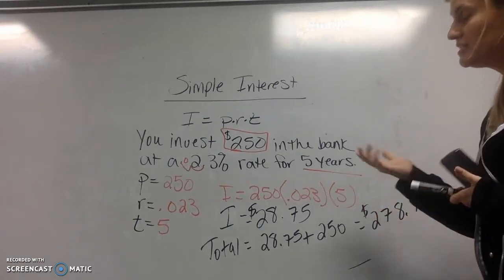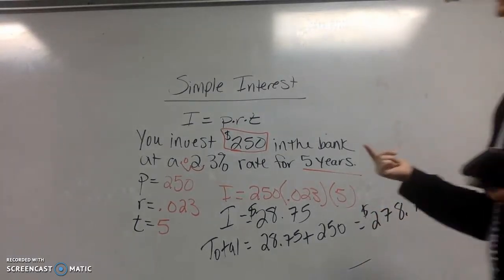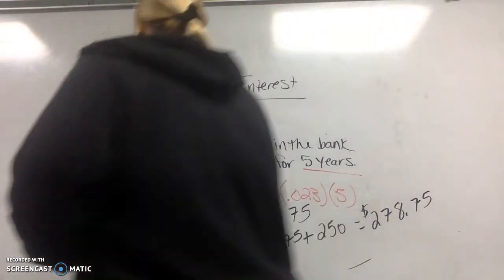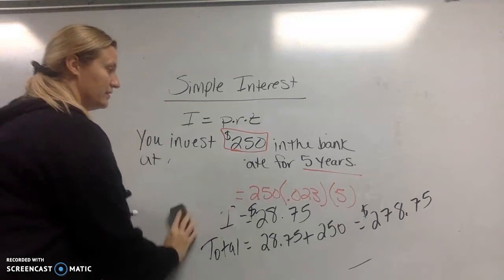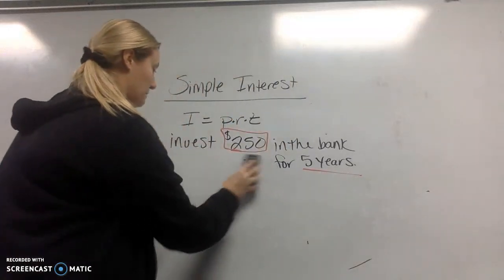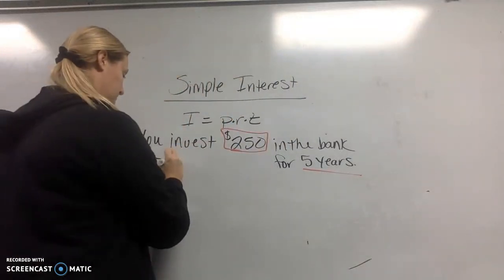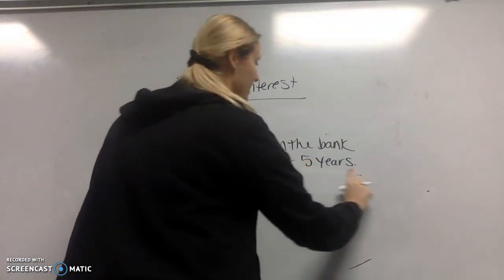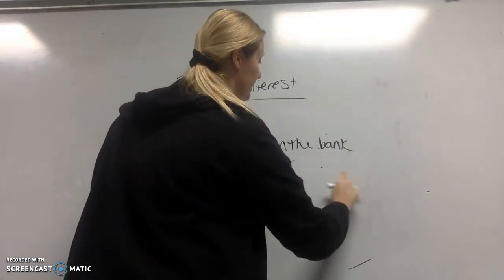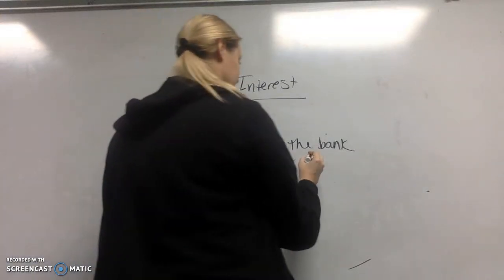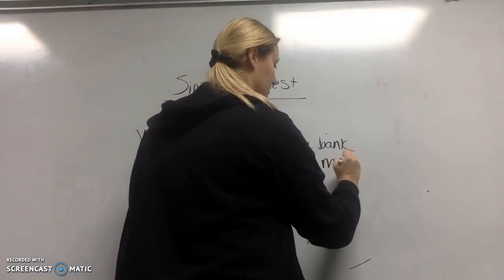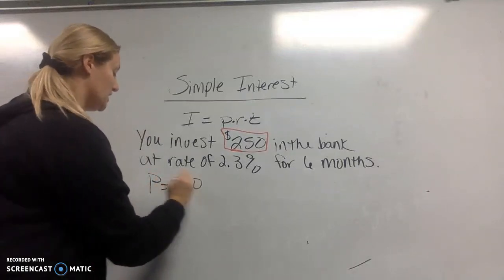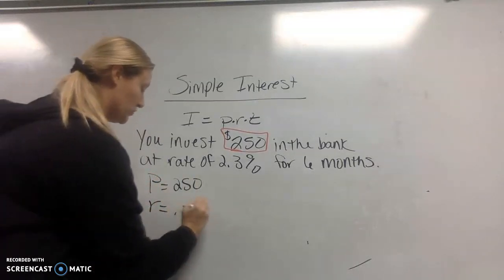Okay, that's pretty simple. I don't really need to do another example, but I will warn you that sometimes you will have a problem similar to this one, but instead of 5 years, they may say something like 6 months. In this case, our P is still 250, our rate is still 0.023.